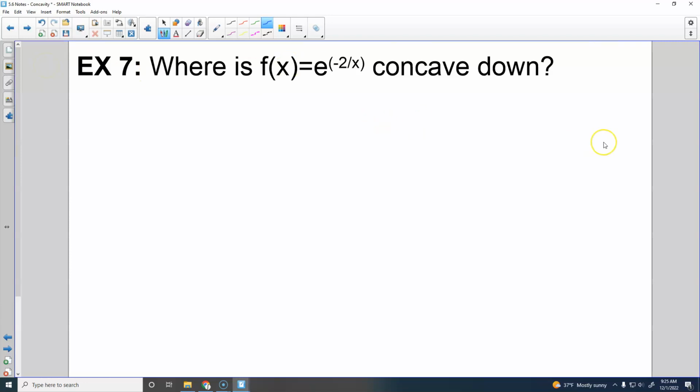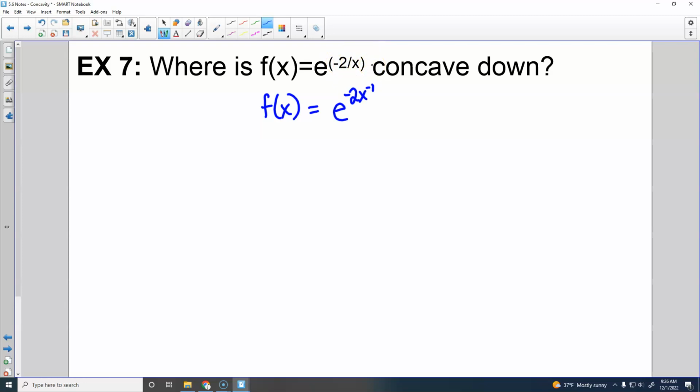All right, so they're asking us where this function is concave down. So we need the second derivative. I would start by rewriting this as e to the -2x to the -1. It is going to make it a little bit easier to take that derivative if you use negative exponents instead of doing -2 over x.